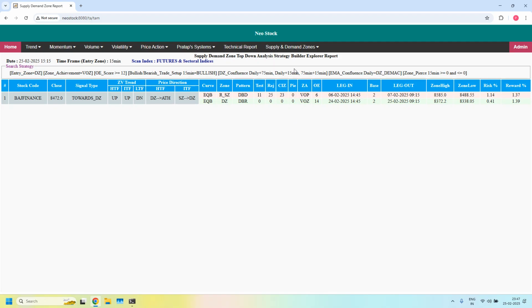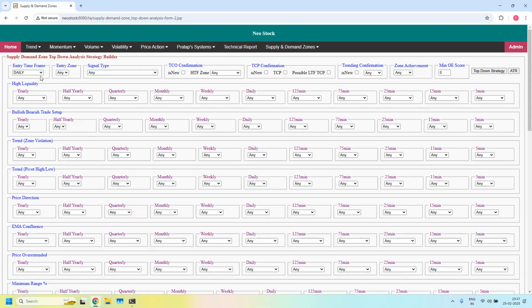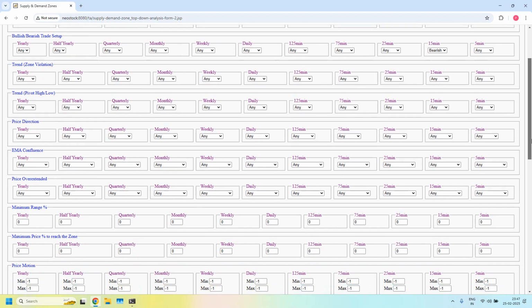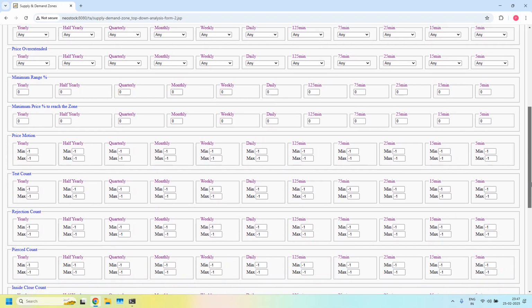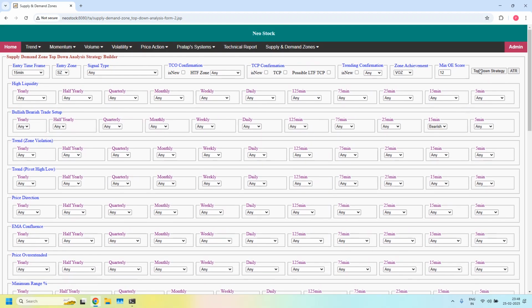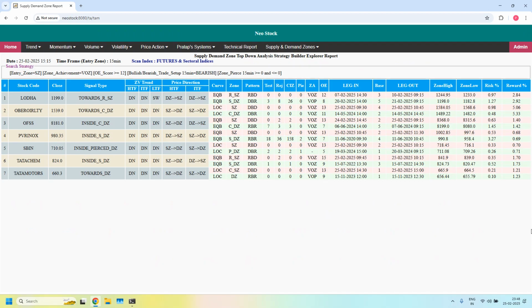Next, bearish trade setup for daily income trade. Entry time frame is 15 minutes. Entry zone, supply zone. Bullish or bearish trade setup at 15 minutes. I am selecting bearish. Zone achievement VOZ. Minimum order enhance score 12. And 15 minute supply zone should not be pierced. So in the pierced count at 15 minutes time frame, I am setting minimum value 0, maximum value 0. With these filters, we got 7 stocks.